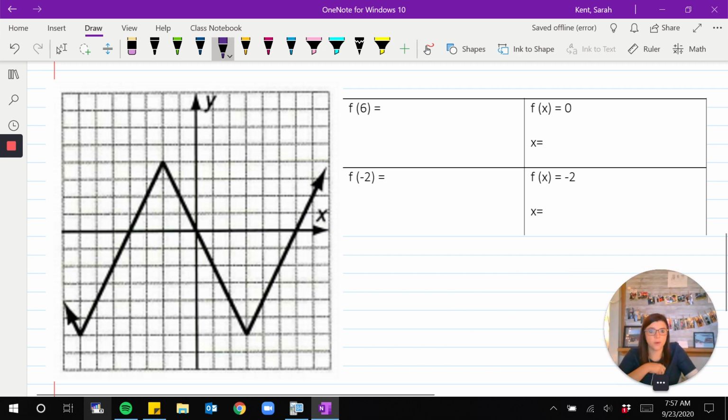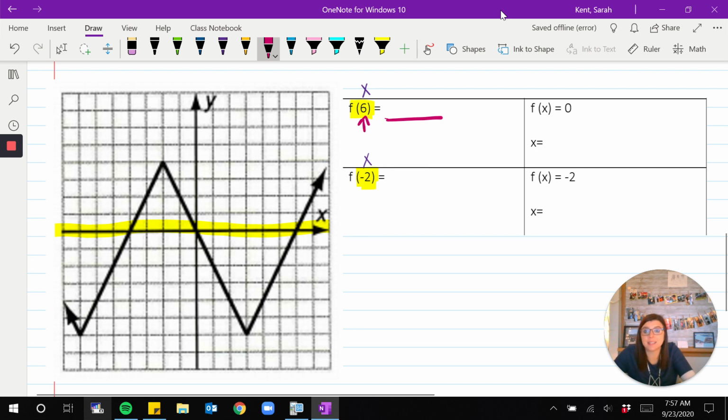So again, if it's in the parentheses, that is our x. So our x's, we're always going to look at this line going across. So for x, we want to go across. So first, I've got x equals 6. What is y? So I want to look for 6.